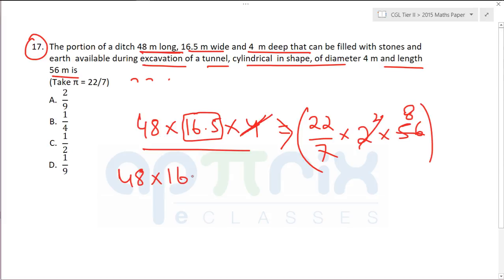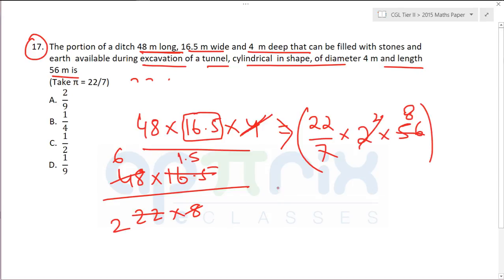48 times 16.5 divided by, you are left with 22 times 8. So you go here 6 times, alright, and then this particular value that is left with you, 16.5, and then you have to do some more simplification. I do not want to waste my time in calculation, but otherwise you can divide it. If you take 11, it will give you 2, and it will give you 11 into 1.5. So essentially you are getting 9 by 2, but actually we had to calculate the reverse thing. It will be 2 by 9.